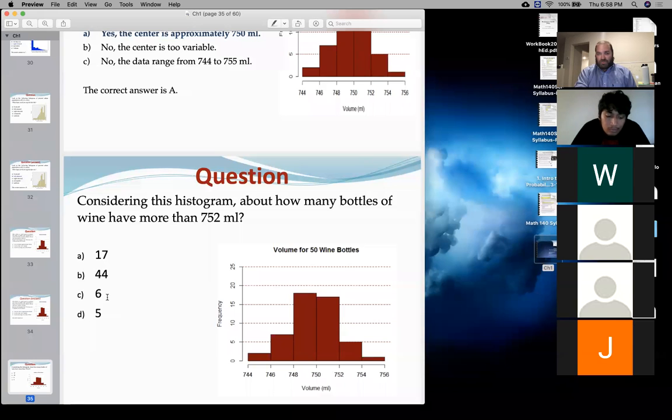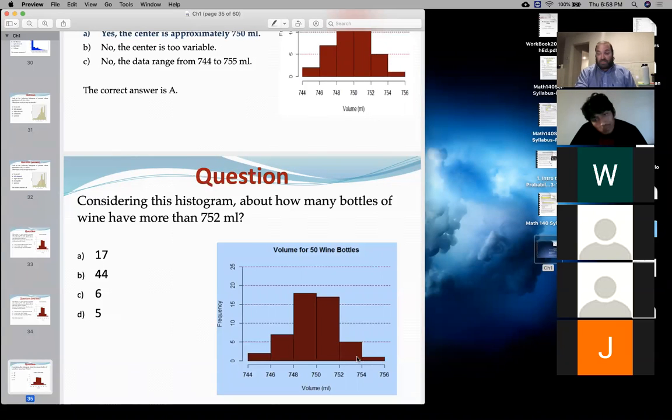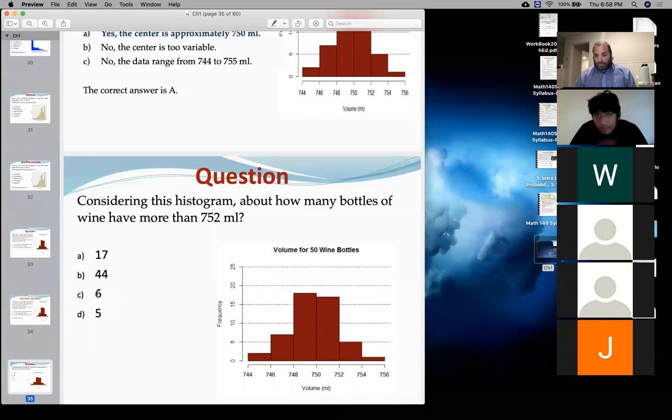Okay, so the answer is 6, because more than 752 means it's going to be the last 2 columns. That's 752 to 754 and 754 to 756. What's the count for this one? 5. What's the count for this one? 1. So what's the total count more than 752? Would be 6. Does that make sense?